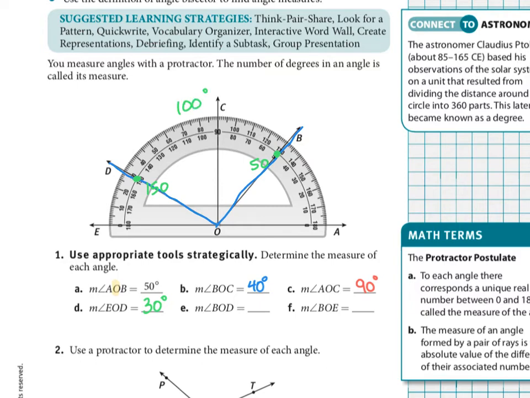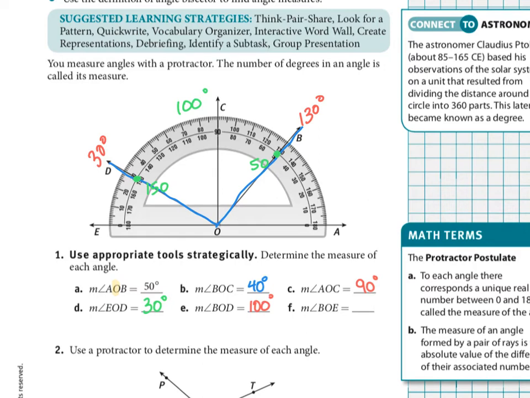Now, if I choose to take the top numbers, this is at 130, and the other one's going to be at 30. So 130 minus 30 degrees will also be 100 degrees. So it doesn't matter which part of the protractor you take for an angle such as BOD, but you have to be consistent with both parts of the angle.